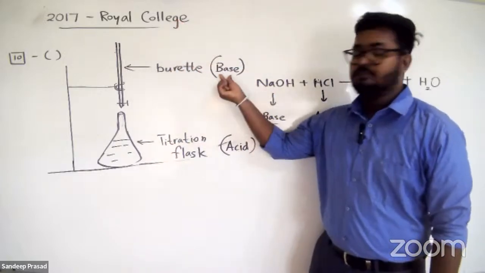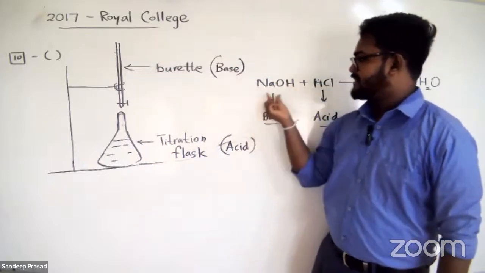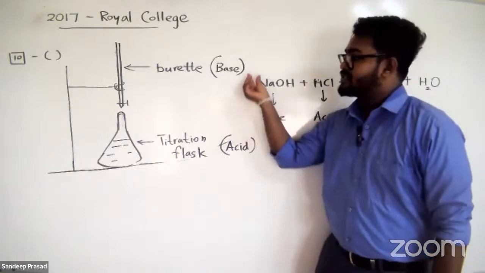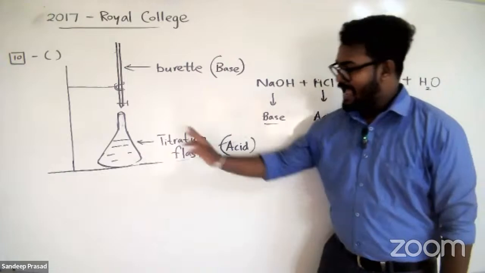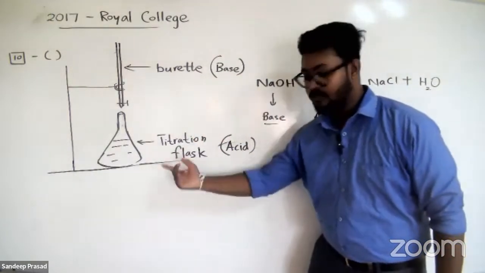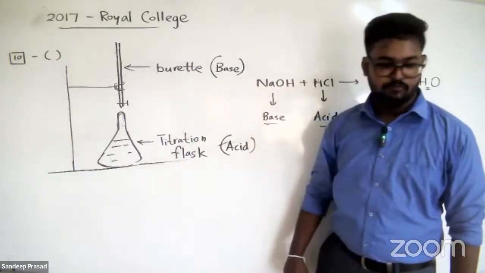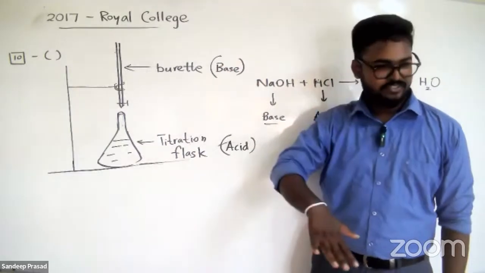And then with the solution we are going to add to this burette, for example, the base, sodium hydroxide. We have to wash it with the sodium hydroxide, right? And in the same way, the titration flask, first of all, we are going to wash using distilled water, right? Actually, we are washing this one using tap water first of all.